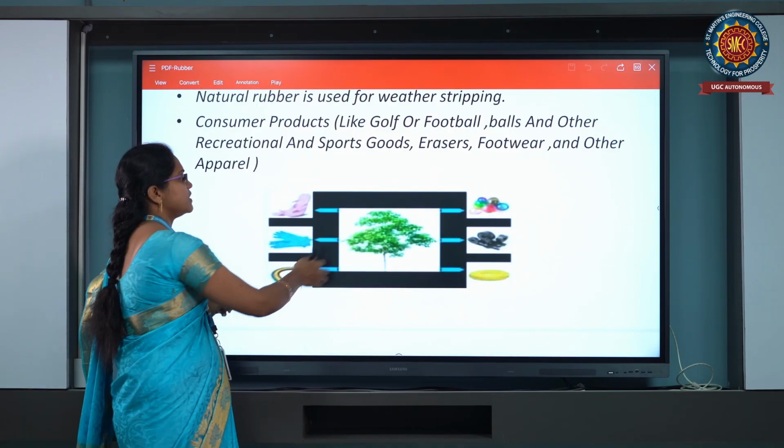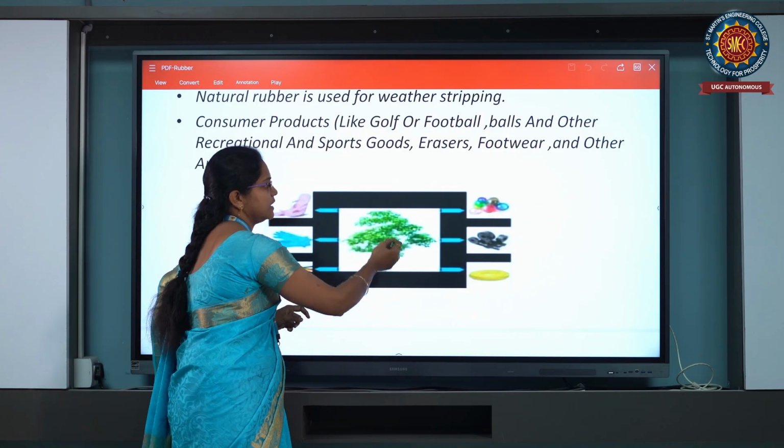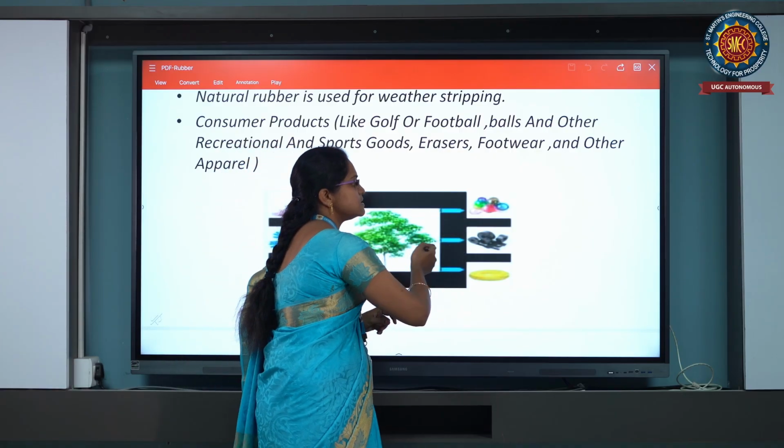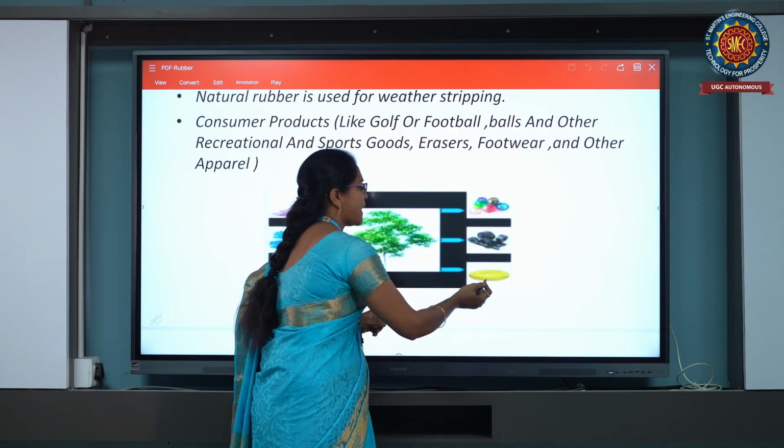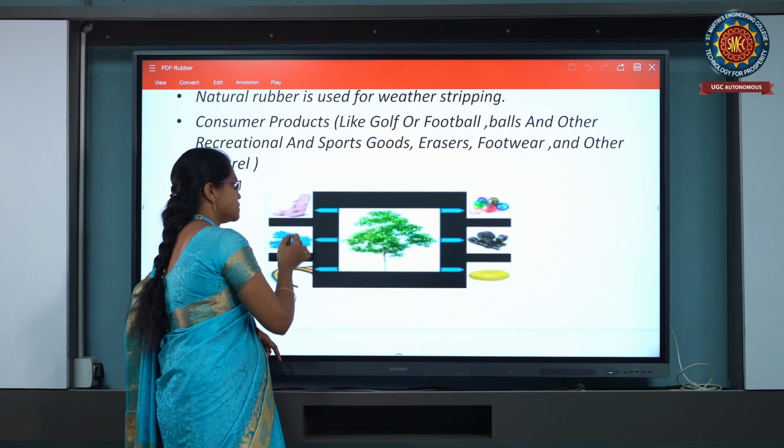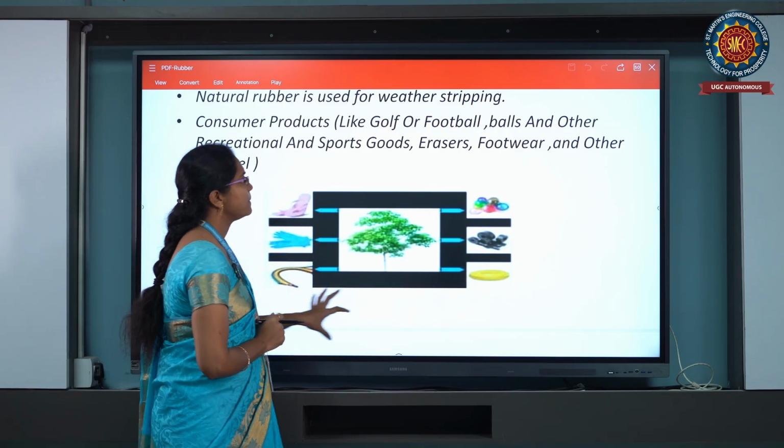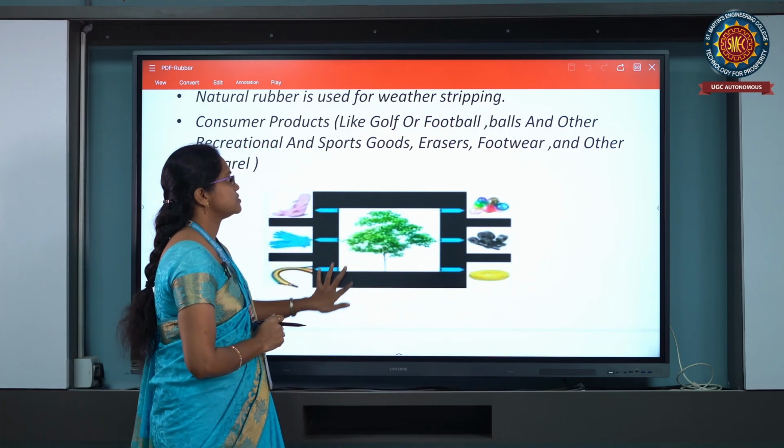Next one, first of all you have to collect from the natural tree, and you produce balls, rubber tires, erasers, pipes and rods, gloves, chappals also. This is the product properties of the natural rubber.